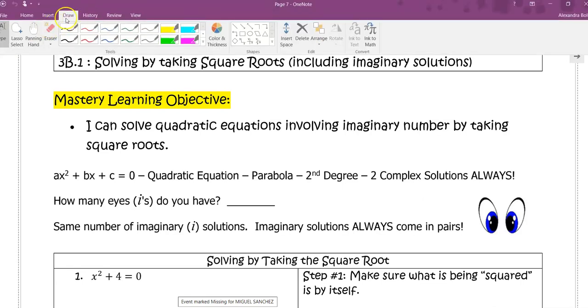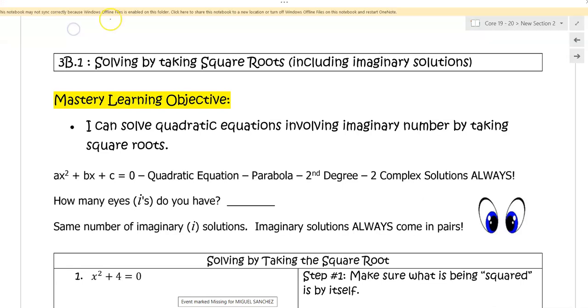We are now looking at 3B.1, and we'll be solving by taking square roots. Our master learning objective is: I can solve quadratic equations involving imaginary numbers by taking square roots.